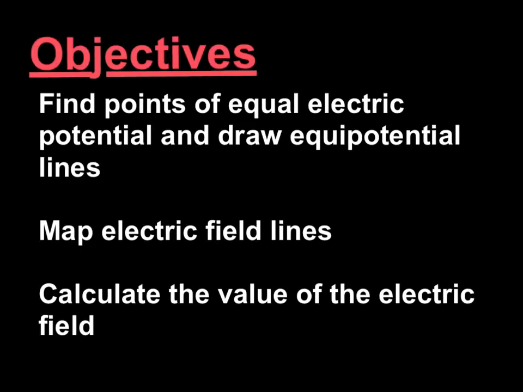In this lab, we'll be talking about the electric field. This lab has three main objectives. First, you're going to find points of equal electric potential, and it's going to look like a bunch of dots. Then you're going to draw equal potential lines. This is like playing connect the dots. And then from there, you're going to map the electric field. Finally, you're going to get quantitative values for the electric field at different points along your little drawing.